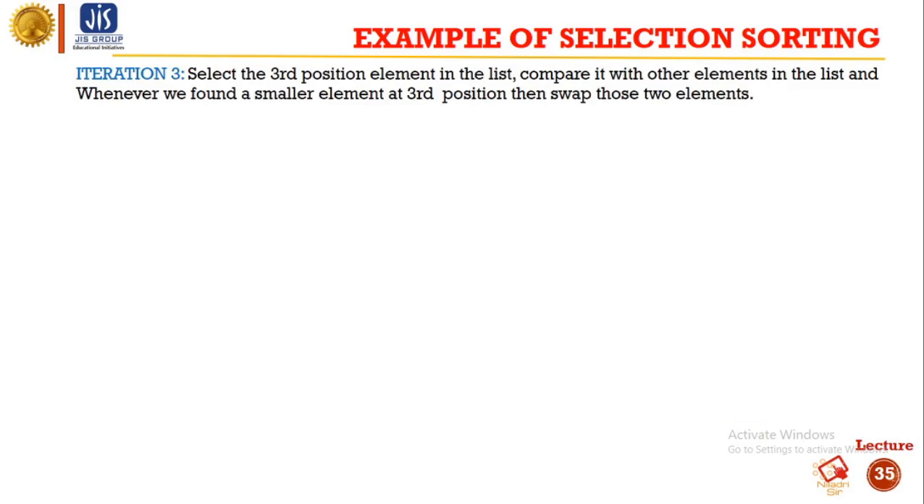Now we will come to iteration 3. In iteration 3, we will select the third position element in the list and compare it with the other elements in the list. Whenever we find a smaller element than the one at the third position, we will swap those two elements.